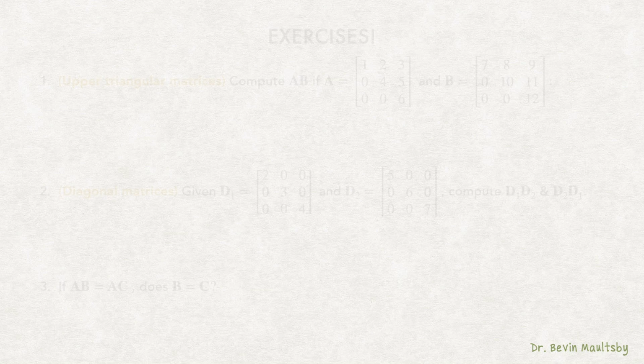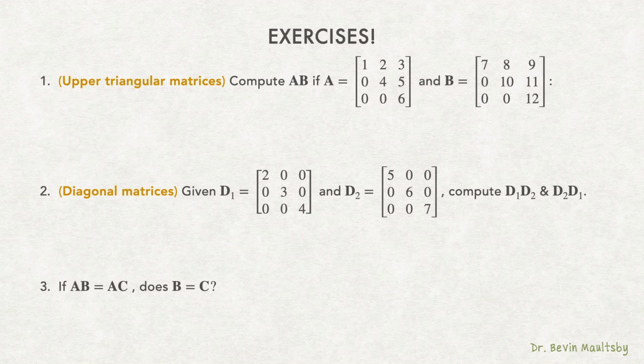Let's do some more exercises, and I'm going to introduce a couple more families of matrices. So these are some named matrices. Take a moment to compute A times B if A is the upper triangular matrix I've given you here, and B is also an upper triangular matrix. So hopefully looking at these, you understand what an upper triangular matrix is. It's one where you only have 0 below that main diagonal, which starts in the top left corner.